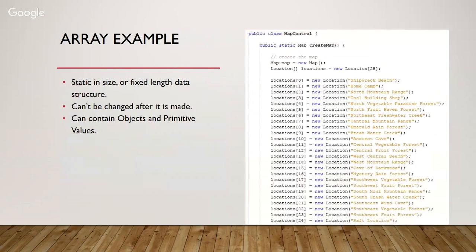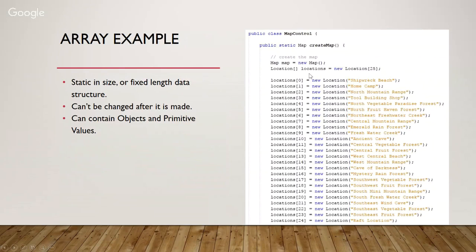So next we're going to demonstrate through examples of my program my understanding of when to use an array versus an ArrayList and an enumeration, or an enum. So this is an array example. First of all, arrays: we're going to talk about a little bit of the differences. It's static in size, a fixed length data structure. It can't be changed after it's made, and it can only contain objects and primitive values.